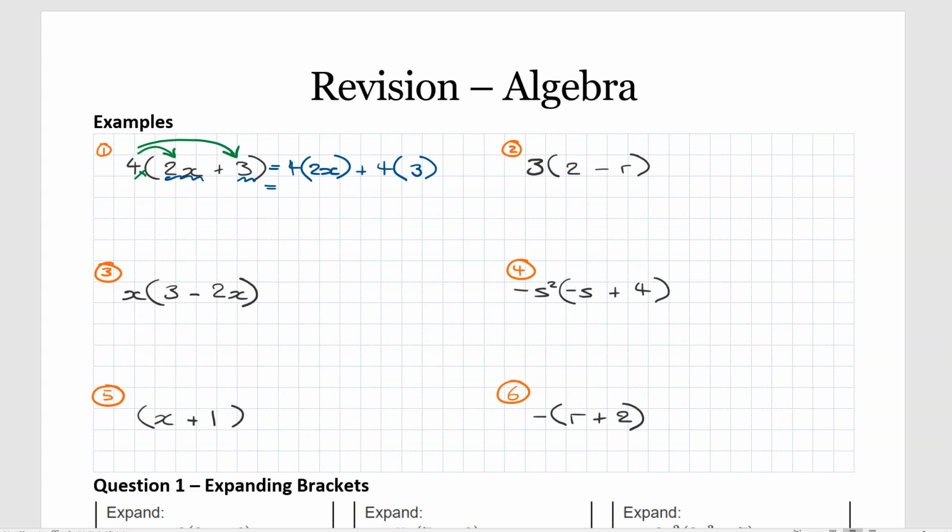I'm going to go 4 times 2x, 4 times 2. The coefficients are going to multiply. That will be 8x. And then the second term will be 4 times 3, which is 12. Therefore, our expansion is done.